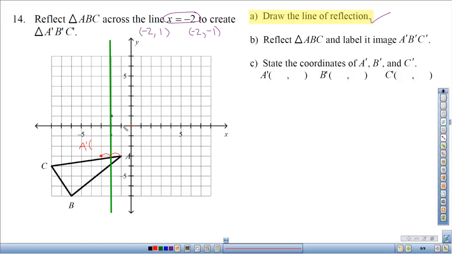So wouldn't this be 1, 2, 3? It's -3. And how far down is it? 1, 2, 3. There's A prime. It's at (-3, -3).